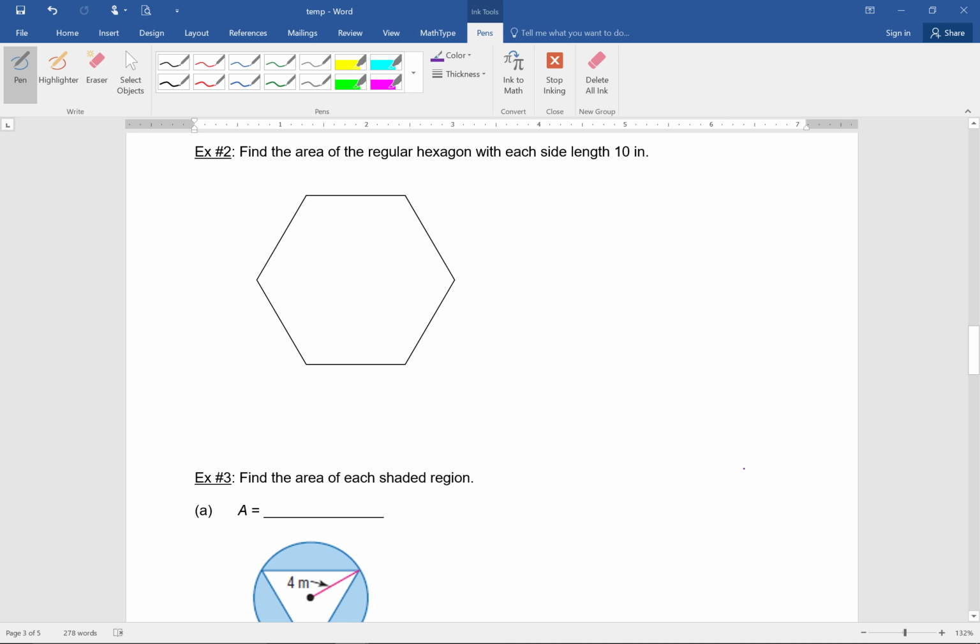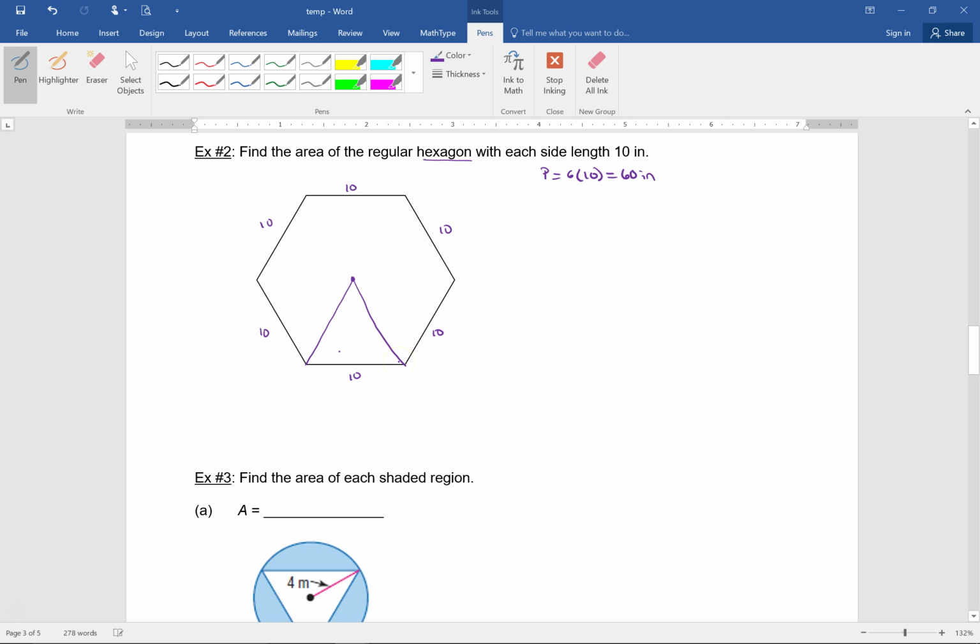Each side length is 10 and we've got a hexagon. Okay, so we're going to use all this information. Each of these is 10. So let's find the perimeter. It's 6 times 10. 60 inches. Now, I have to draw the angle.